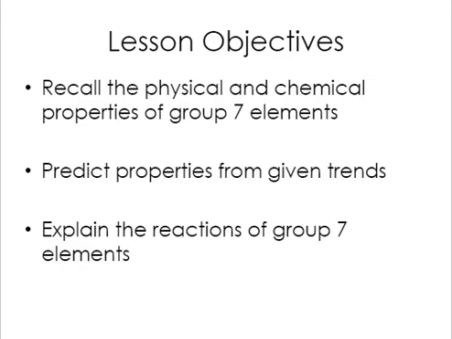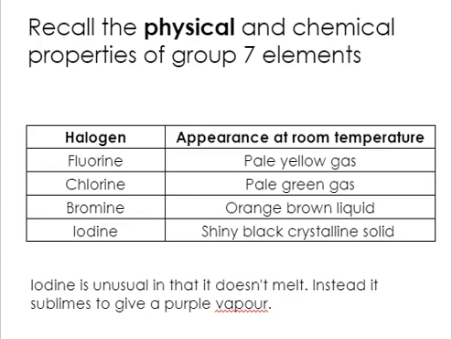So our lesson objectives are to recall the physical and chemical properties of Group 7 elements, to predict properties from trends that we've been given, and to explain the reactions of these Group 7 elements. We're going to start with the physical and chemical properties of Group 7 elements.